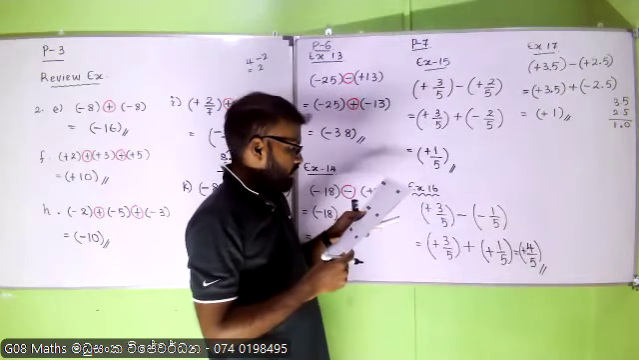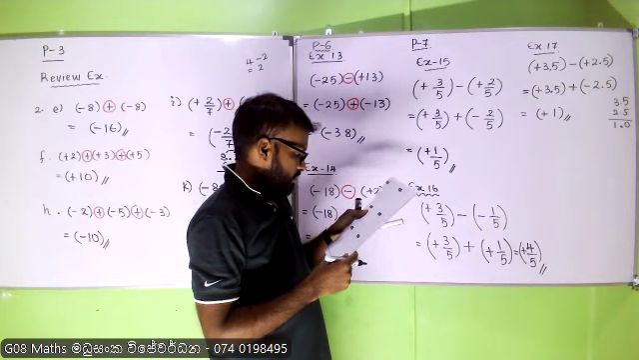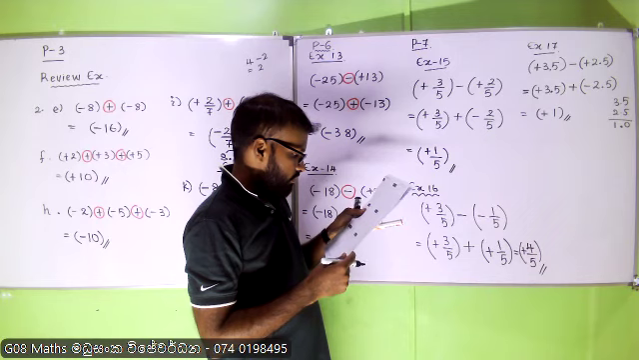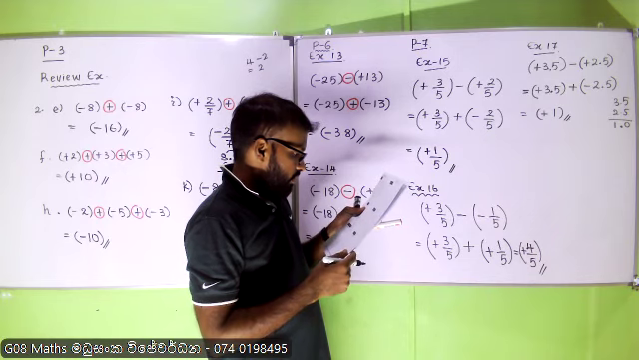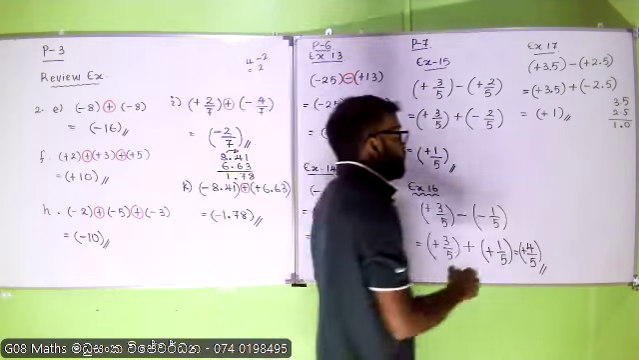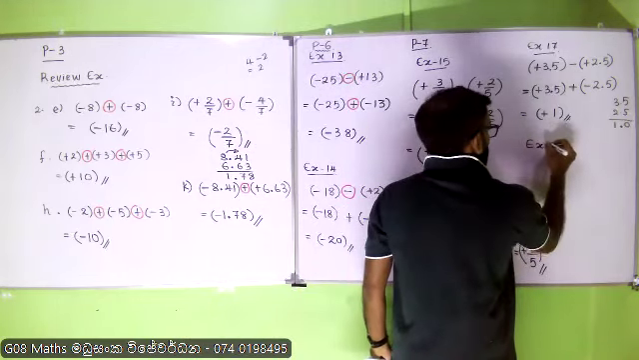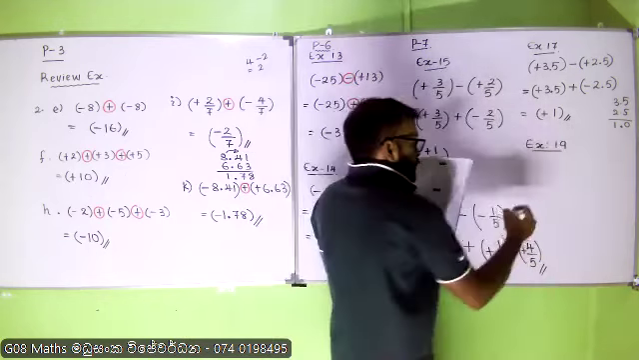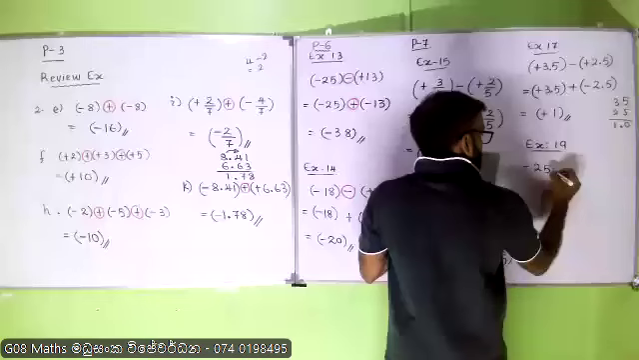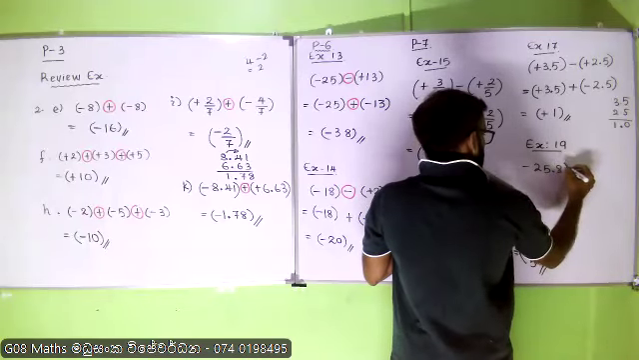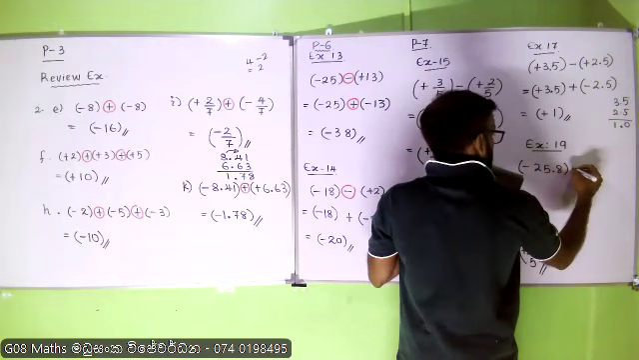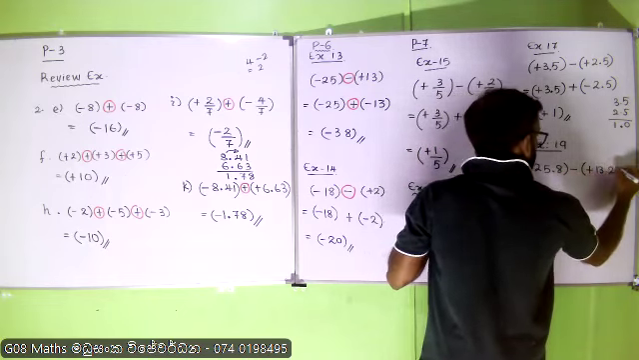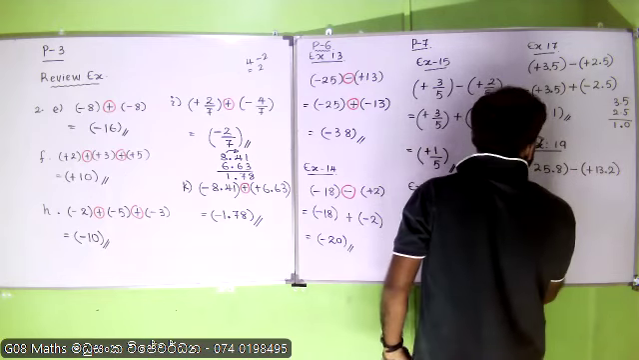Then I will do 19 and 20, the last two. Right? Example 19. Negative 25.8, subtract positive 13.2. Right? Positive 13.2.